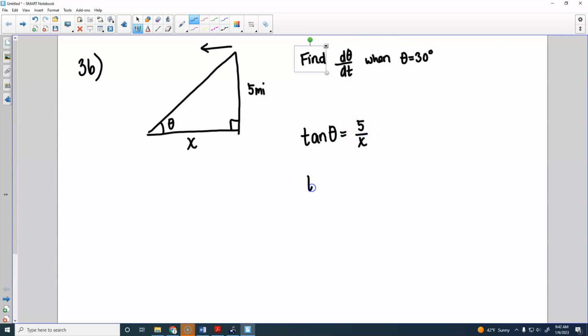And I would do this before I take the derivative. I'd write that as 5x to the negative 1. It'll make it much easier to take your derivative if you do that. And so if I take the derivative, the derivative of tangent is secant squared theta, equals negative 5 x to the negative 2 dx dt.